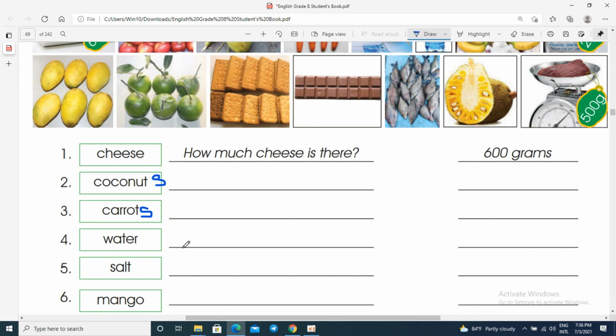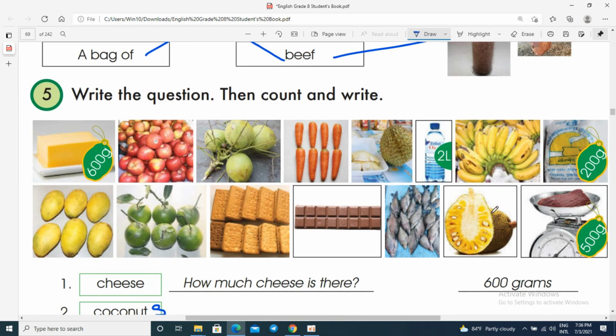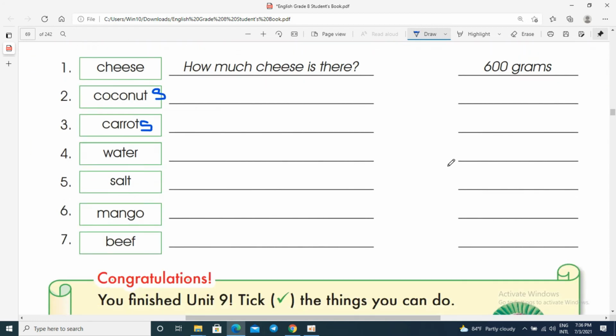What about the answer? Can you see water here? Where is it? Okay, see, this is what? Two liters, okay? Two liters of water.